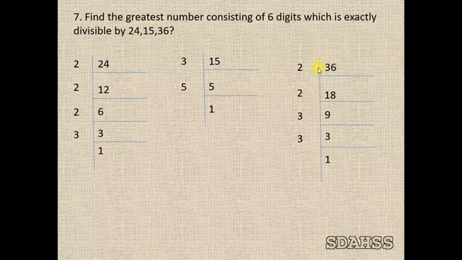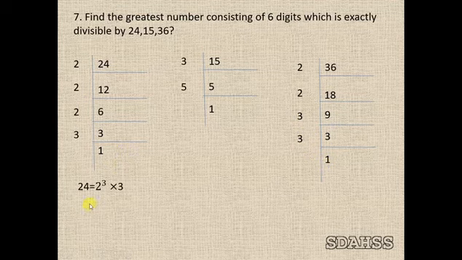Then consider 36. 36 can be divided by 2 table. If you divide by 2 table, then you will get 18. 18 can be divided by 2 table. Then you will get 9. 9 can be divided by 3 table. Then you will get 3. 3 can be divided by 3 table. Then you will get 1.